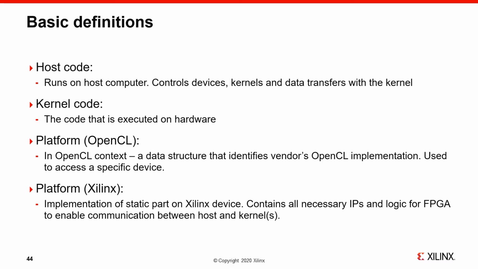In the OpenCL context, an OpenCL platform is a data structure that identifies a vendor's OpenCL implementation. The host code will use the OpenCL platform to access and use a specific FPGA device. The Xilinx platform is the static part, or the shell, on the FPGA device. The shell includes all the interface IP and logic to enable the FPGA to communicate between host and kernel. For example, the shell will include the PCIe core, memory controllers, and a management interface.